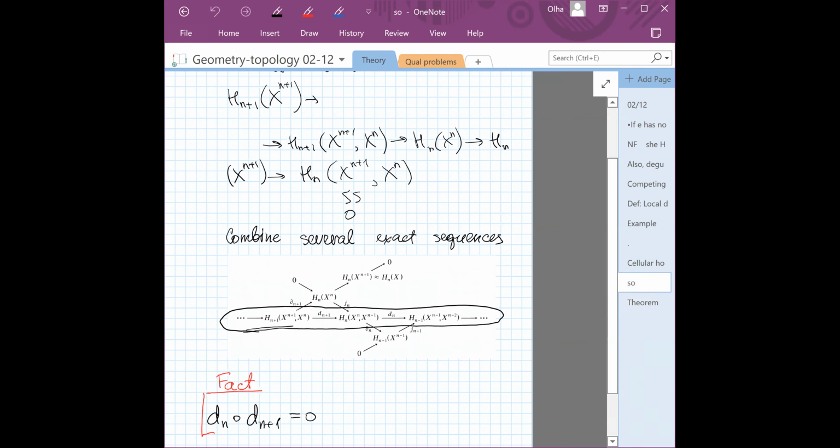Another property, I'm not gonna write down, but sometimes when we deal with this, it's just convenient to look at what D_n's are. There are these compositions. And for example, if the boundary map is 0, then D_n is also 0. And we're gonna use it in one of the examples, at least.